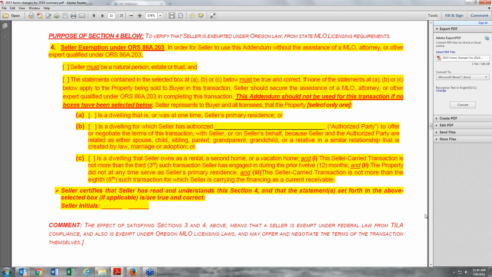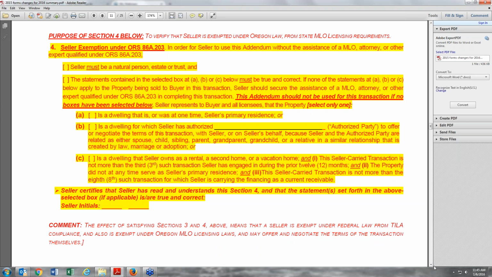that's what these sections 3 and 4 are trying to define, what the nature of the transaction is, and if they're all properly answered, then it's okay for the seller to proceed. And then we have a place for the seller to sign or initial. And then section 4 does the same thing. The seller must be a natural person, and we go through all of the requirements that the seller must meet. And if they do, then they certify, yes, I meet all of these requirements. And having satisfied sections 3 and 4, then they're exempt from the mortgage licensing law.